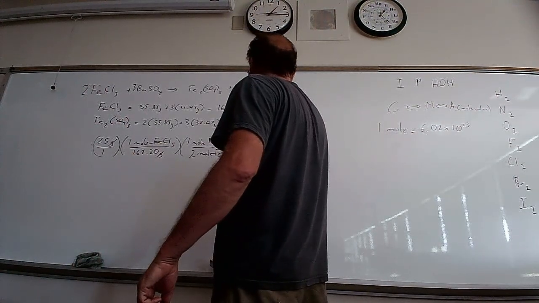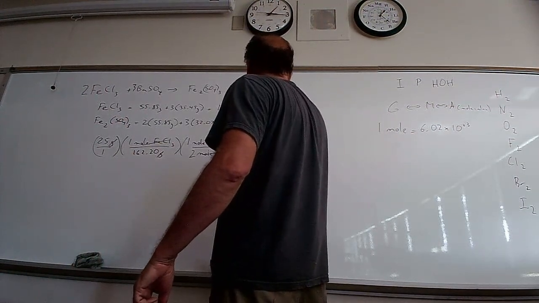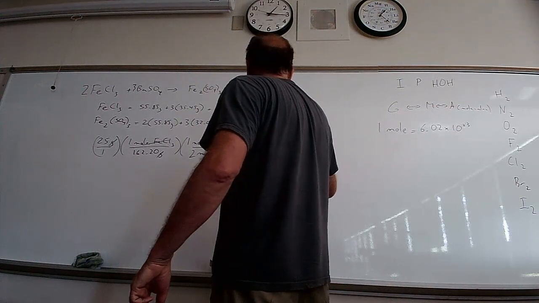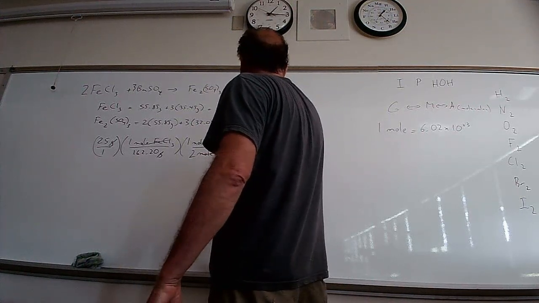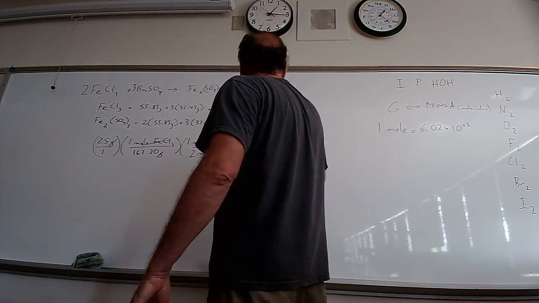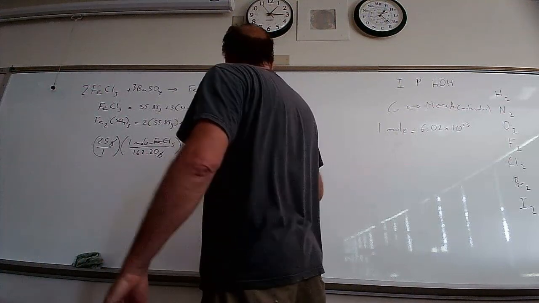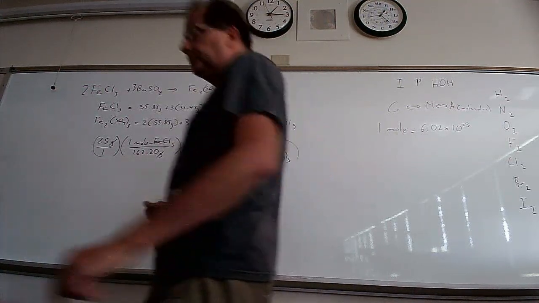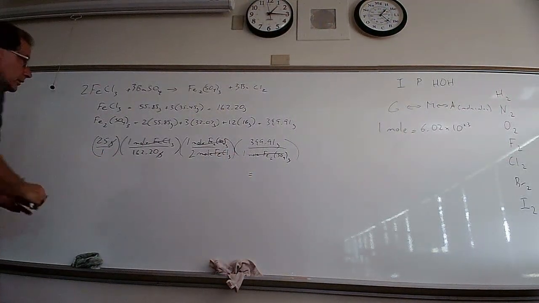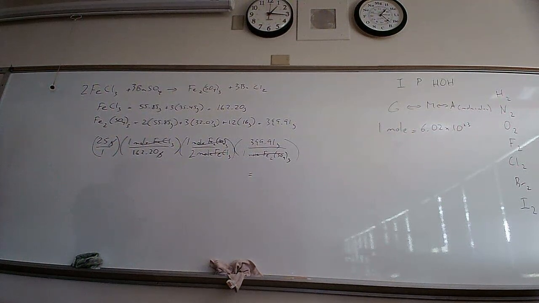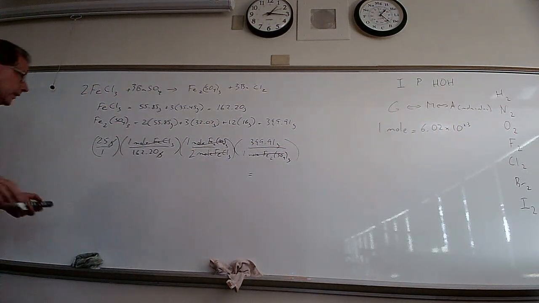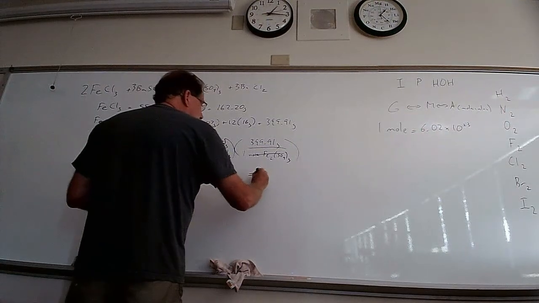All right. I want that to cancel, so I'm going to write down 1 mole Fe2(SO4)3, and I'll write down 399.91 grams on the top. So then I'm going to punch this out. All right, so 25 times 399.91 divided by 162.2 and then divide it again by 2. So I get 30.82 grams.